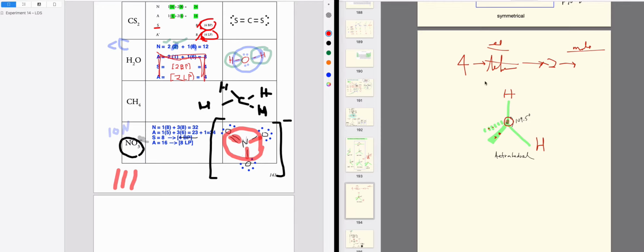Ready? Oh, no, I'm on a different program. Let me get this one, and I'll do that.